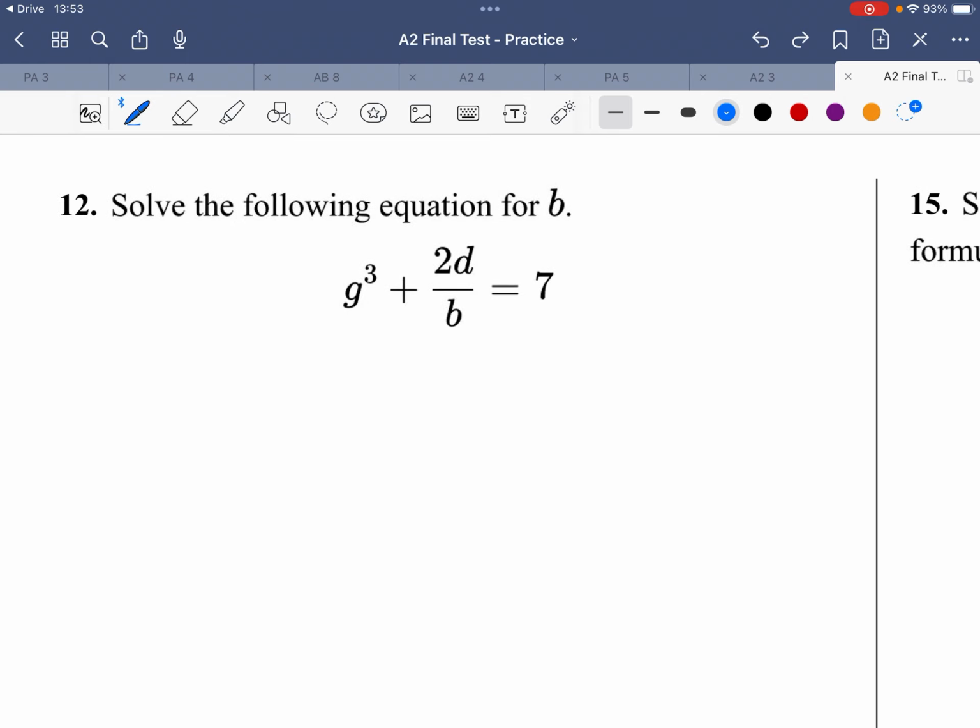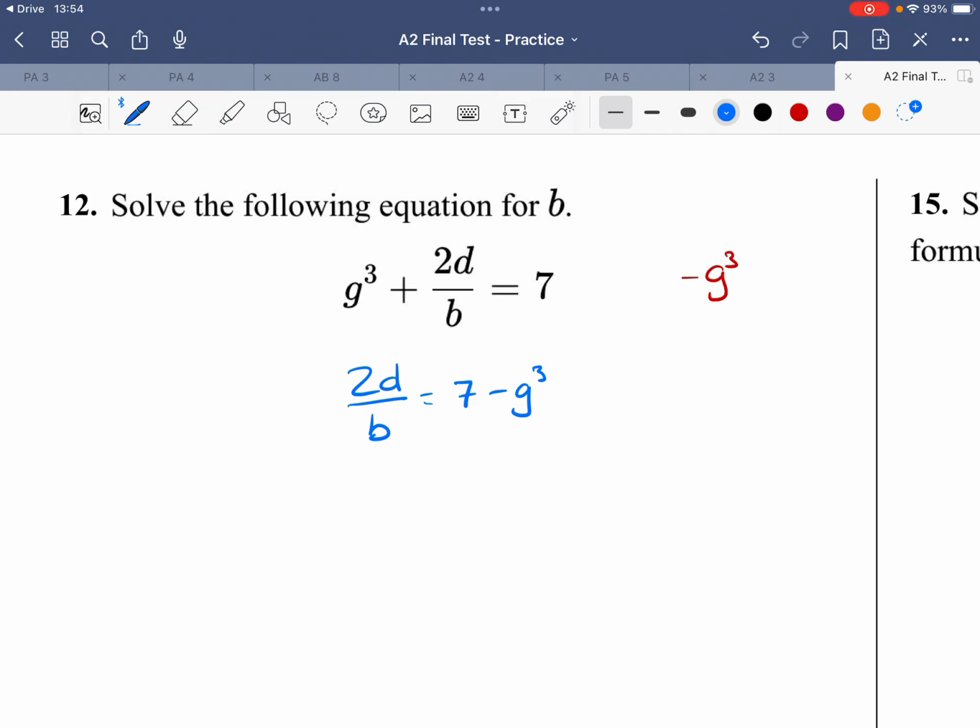Number 12, solve for b. Okay, the first thing, so when I want to solve for b, I want to get rid of this and I want to get rid of that, but we also like b to be in the numerator. So the first thing I'm going to do is get rid of the g over 3. So I'm going to subtract g to the third on both sides. When I do that, I get 2d over b on one side, and on the right hand side I have 7 minus g to the third.